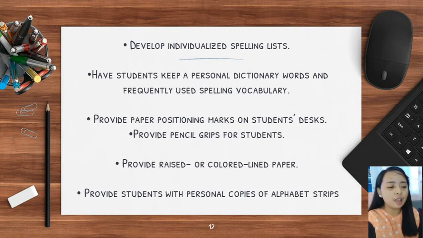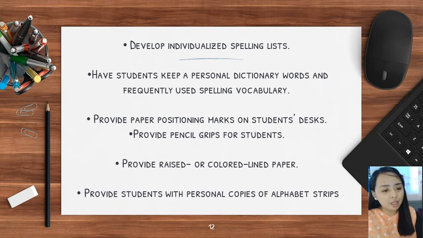This desktop paper positioner will help kids with paper placement when they are writing. So kids who write with their right hand should position the paper to the left diagonal. Vice versa, the top of the paper should be positioned toward the left corner, or let's say the left top corner of their desk. Next is provide pencil grips for students.